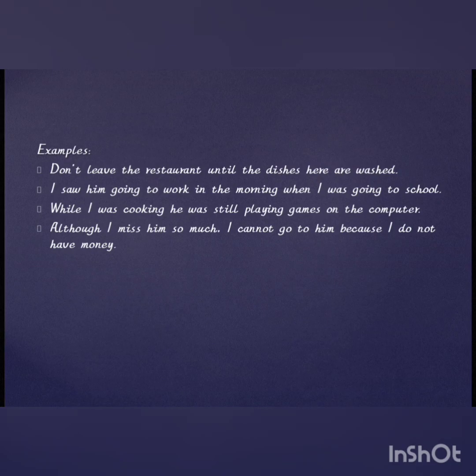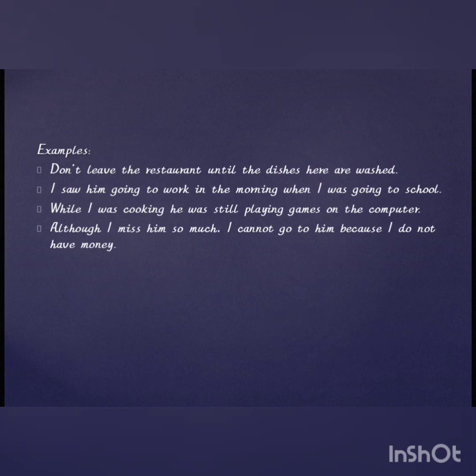Now look at the second example. I saw him going to work in the morning. So this is going to be one clause. When I was going to school. Here the sentence is not completed in a proper way. It still needs words to get itself completed. So this one is going to be a subordinate clause, and the very first part is going to be an independent clause.